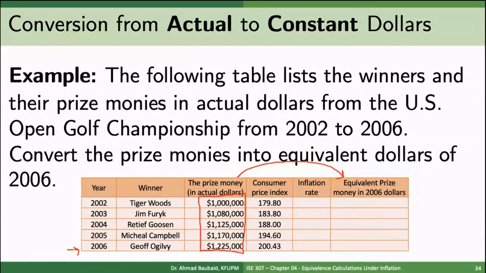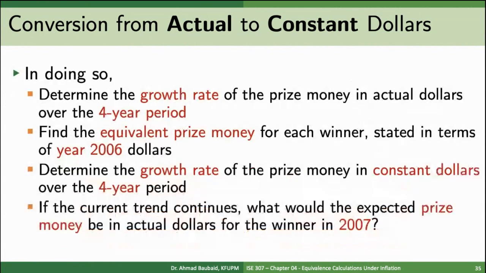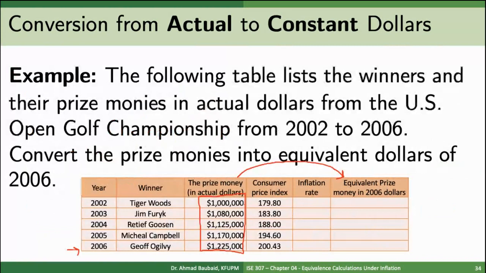And also, before we move on, because I'm not going to have the table in the next slide, you're given the consumer price indexes for those years, right? So you see here, you have all the values, and that's going to be useful to us. You're also asked to determine the growth rate of the prize money in actual dollars over 4 years. So if I go back here, the price keeps going up, as you can see, in actual dollars. And it's asking you, what is the average growth rate? Another name for that is basically the inflation rate, right?